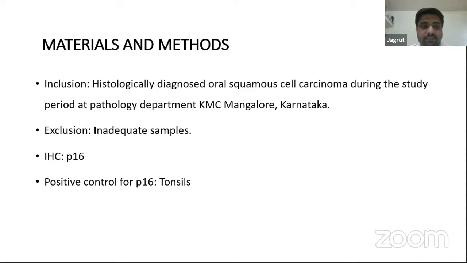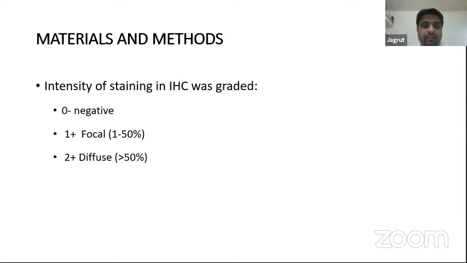The IHC which I used was P16, and the positive control for P16 was tonsil. Here, the intensity of staining in IHC was graded as 0 for negative, 1 plus for focal, that is 1 to 50% of cells showing positivity, and diffuse was given 2 plus if more than 50% of cells were showing positivity.